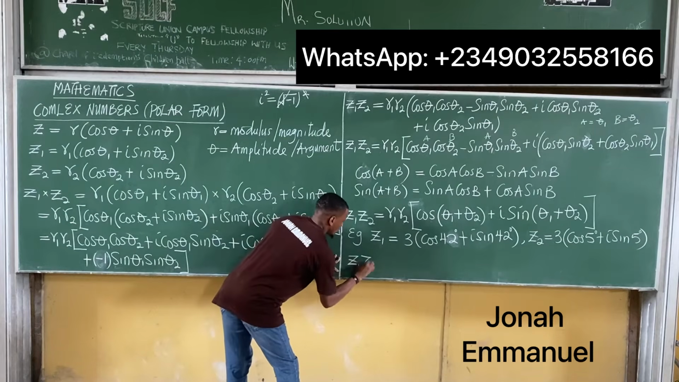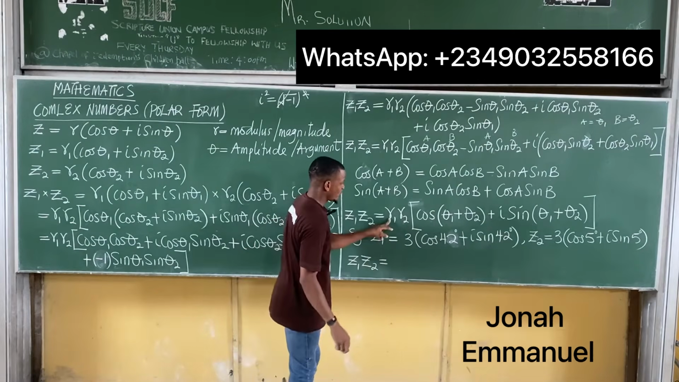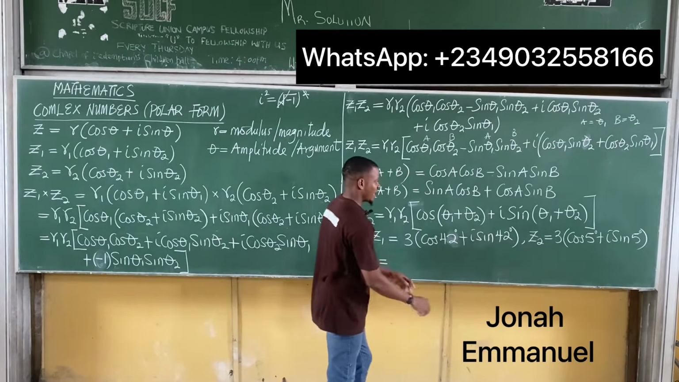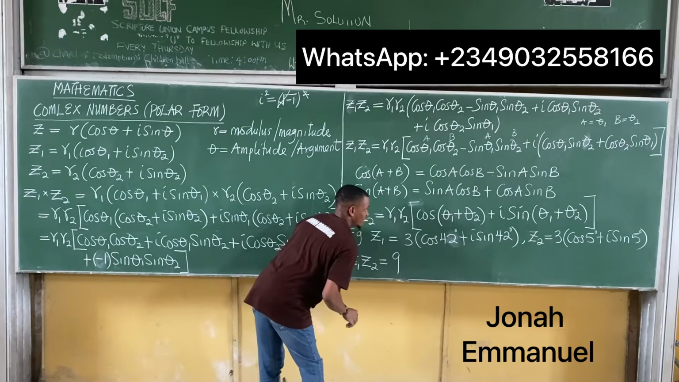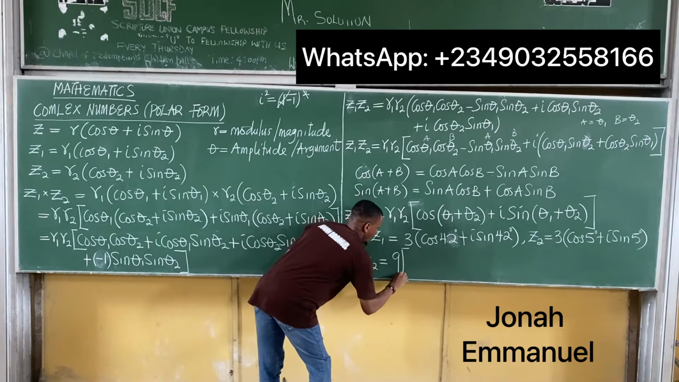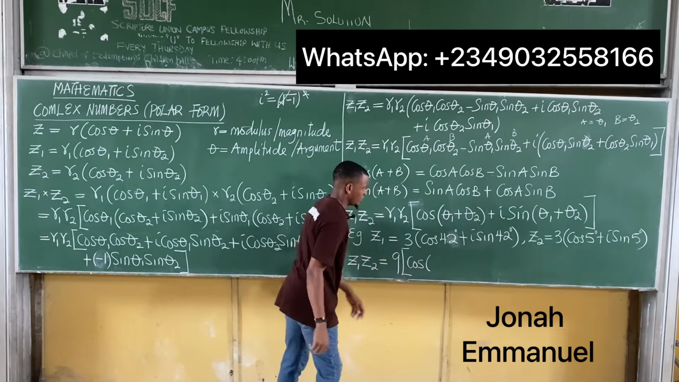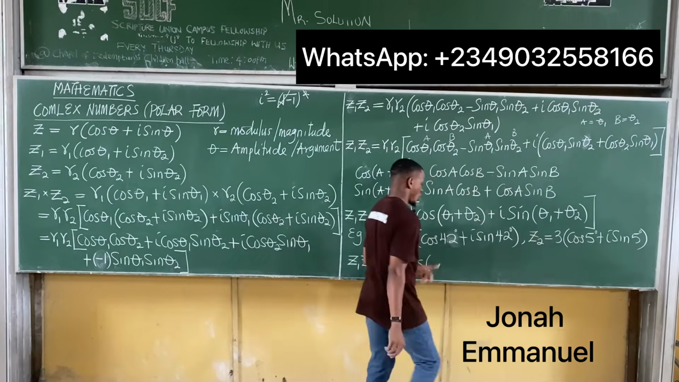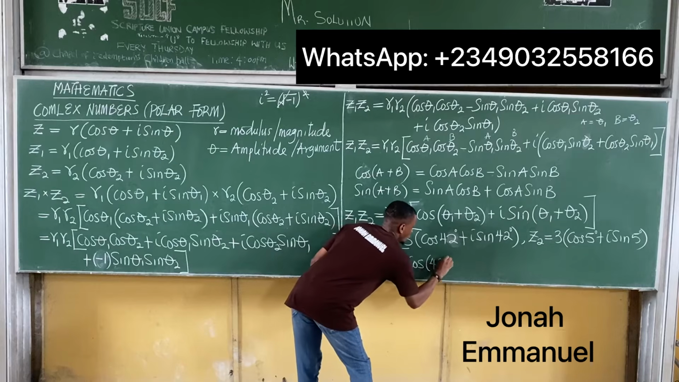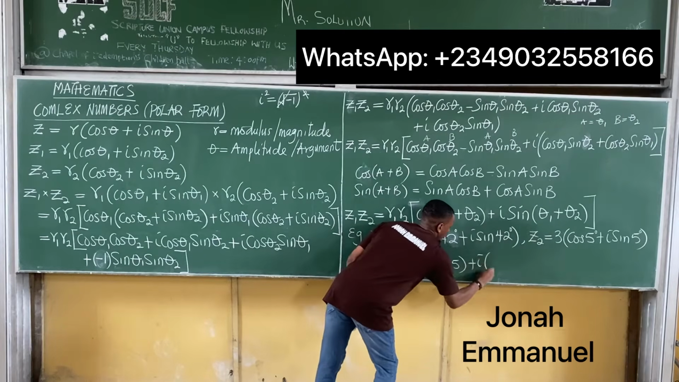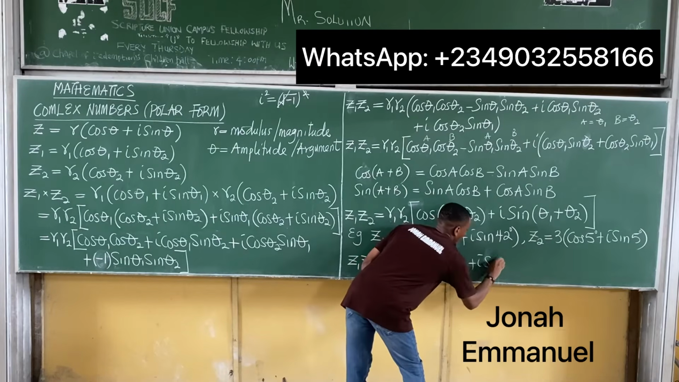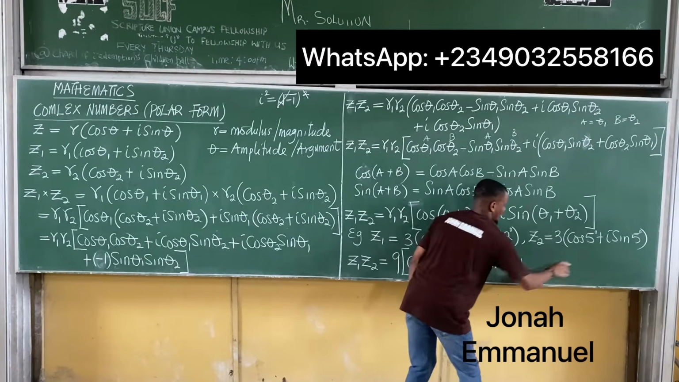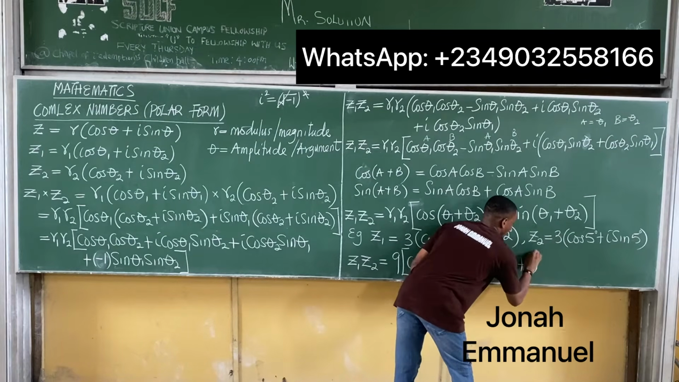So Z1 Z2 will simply be equal to R1 R2. R1 here is 3. R2 here is 3. That becomes 3 times 3, which is 9, into cos of, in this case, theta 1 is 42, theta 2 is 5. So it becomes 42 plus 5, plus i into sine. Of course, theta 1 here is still 42, plus theta 2 here is still 5, all in degrees.